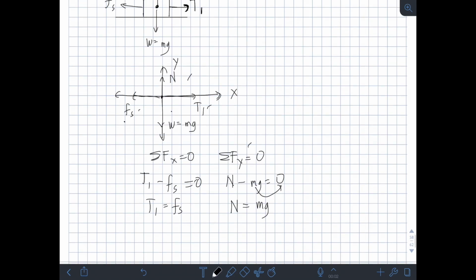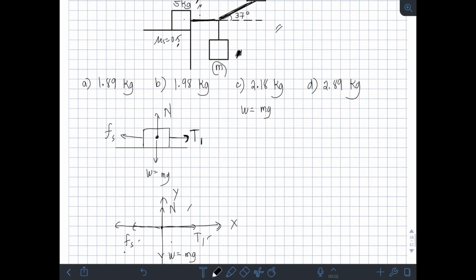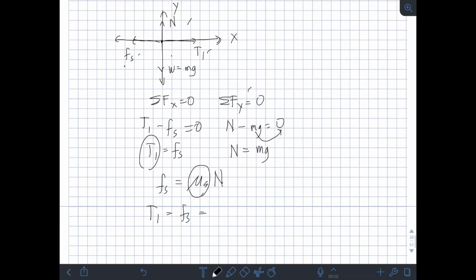Okay? Ngayon, meron tayong formula na yung frictional force F sub S is equal to the coefficient of static friction, mu sub S, times yung normal force. So, pwede nating ma-equate itong T1 equal to Fs equal to yung coefficient of static friction natin. Yung given is 0.5, right? 0.5 times yung normal force, this time in terms of mass times acceleration due to gravity.